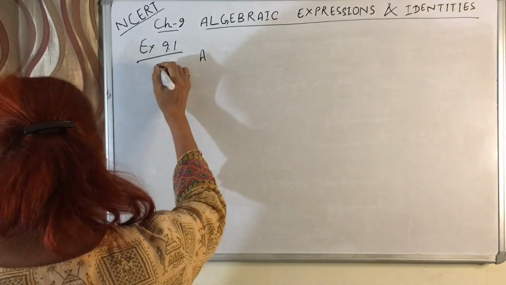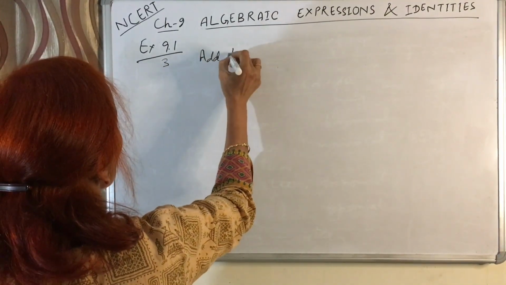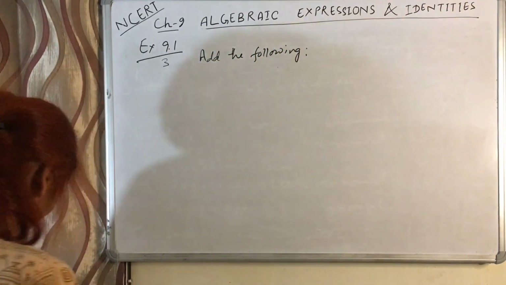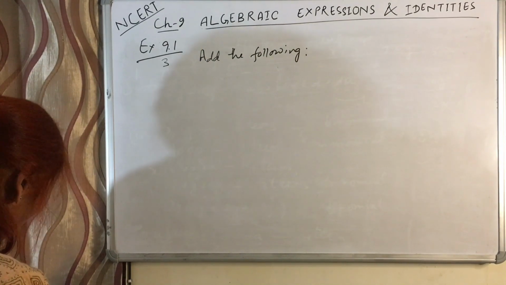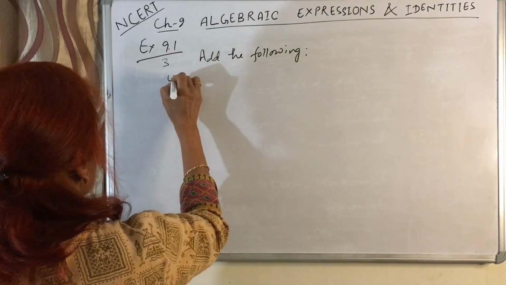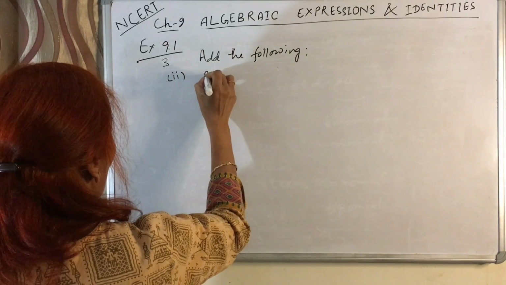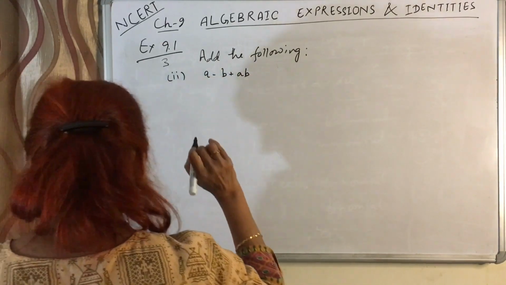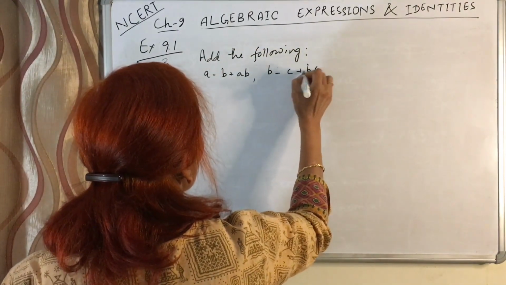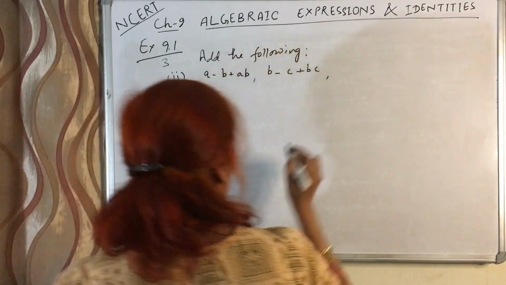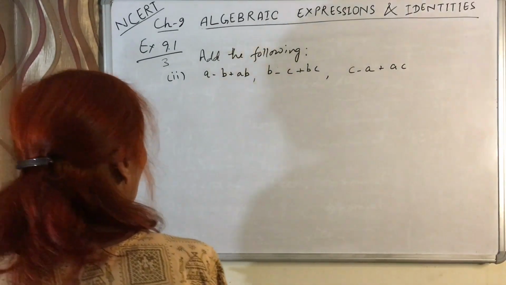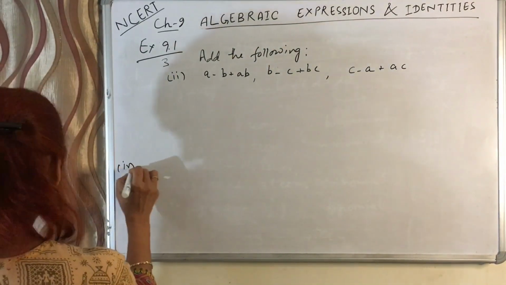Right? Next question, third. Add the following. I'll take second and fourth. Second is a minus b plus ab, b minus c plus bc, and c minus a plus ac. Right?